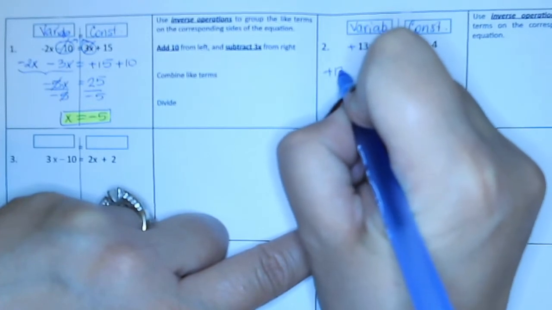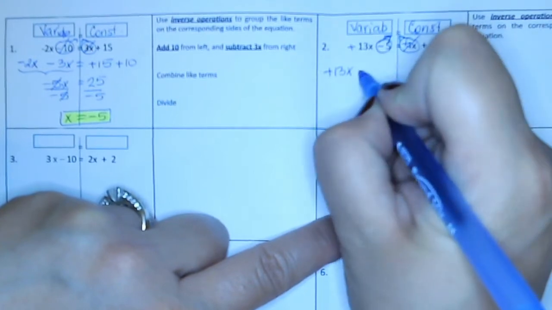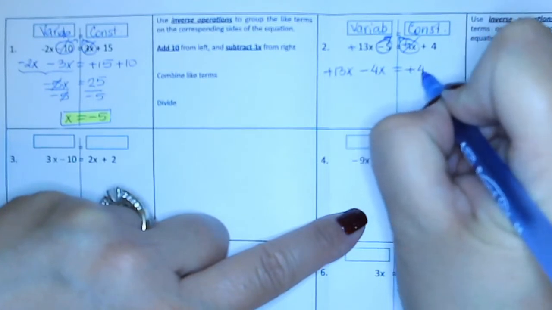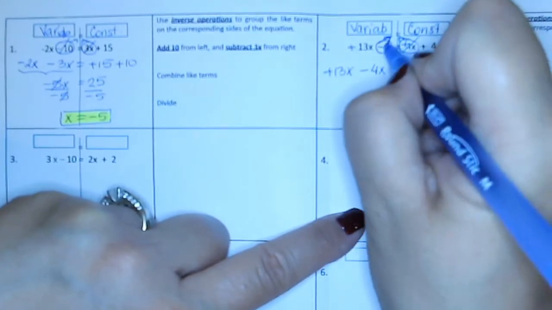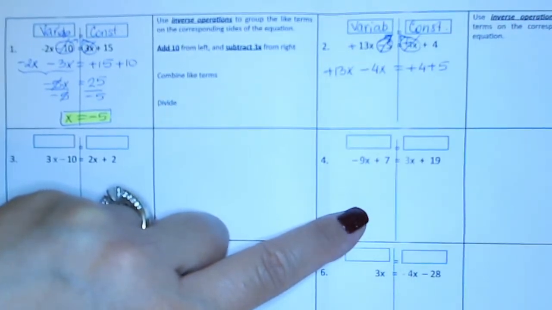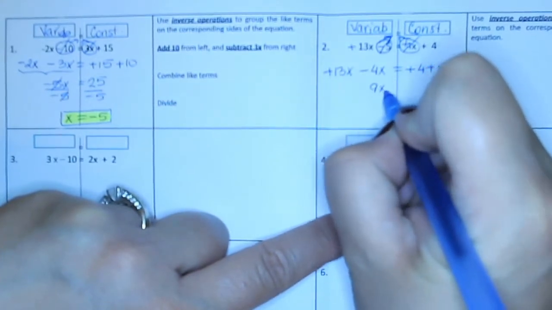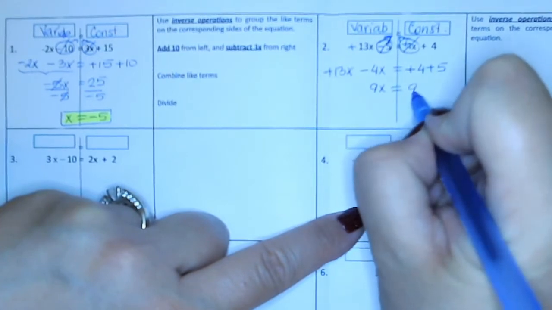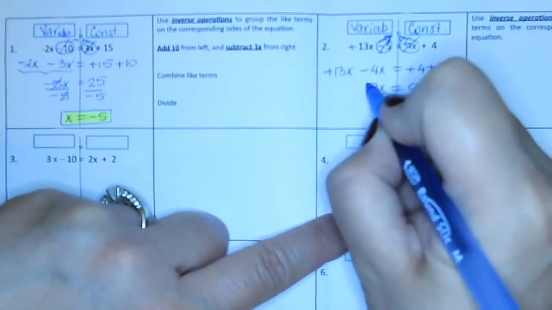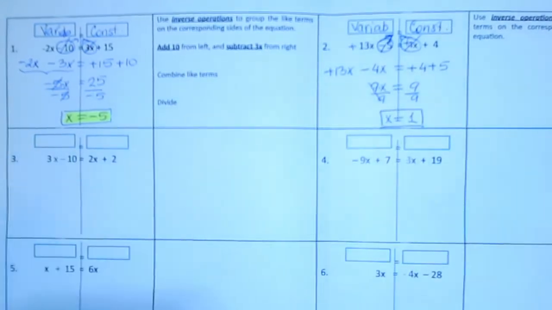So positive 13x with inverse now. Cross the line, change the sign. -4x equals positive 4 stays on the right, keeps the sign, plus 5. Cross the line, change the sign, use the inverse operation. So 13 minus 4, 9x. 4 plus 5, 9. I combined my like terms and then divide. So regroup, combine, divide. Same steps. Regroup, combine, divide.